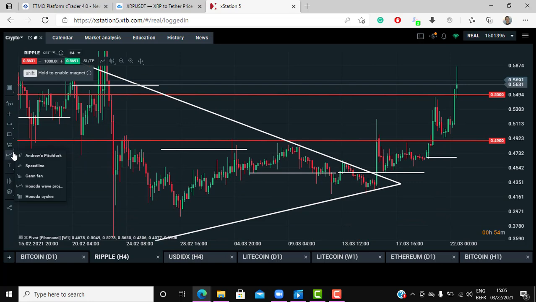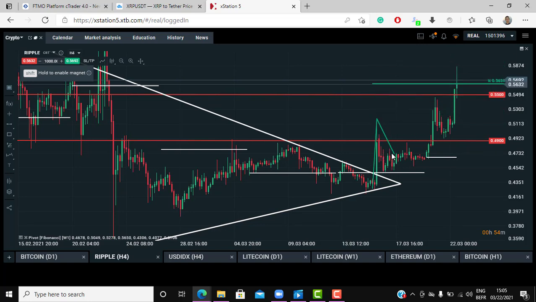However, for today we're going to be using something a little bit different that is as accurate as Fibonacci expansions, just to make it a little bit different for today's episode. This is called Hosoda wave projection, and it's really an interesting tool. So we're going to take the lows, the highs here, and then the lows here.